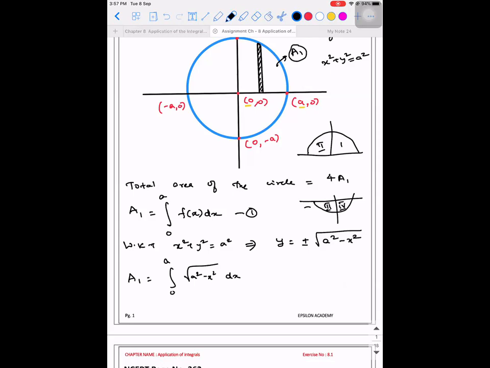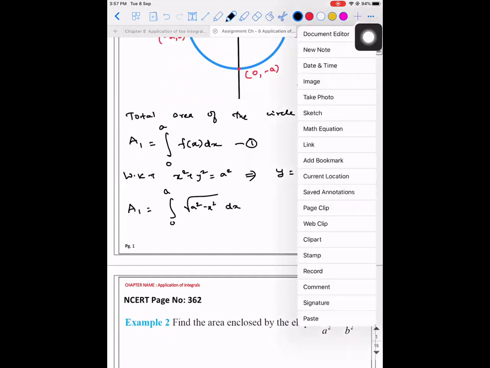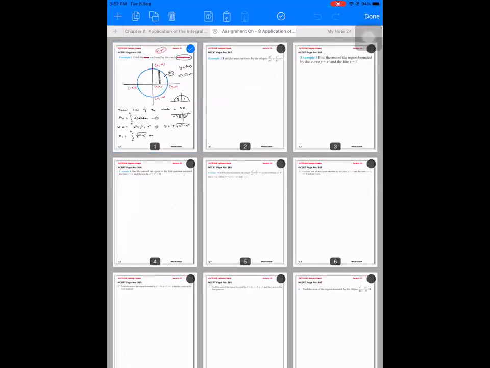Now you know how to integrate this, right? Root of a square minus x square, there is a formula: x by 2 into root of a square minus x square, plus a square by 2 sine inverse x by a. So you have a big formula. When you substitute and solve this, tell me what should be your answer. You need not solve this. Logically, what should be the answer? Pi r square, sir. It should not be pi r square. It will be pi r square by 4.